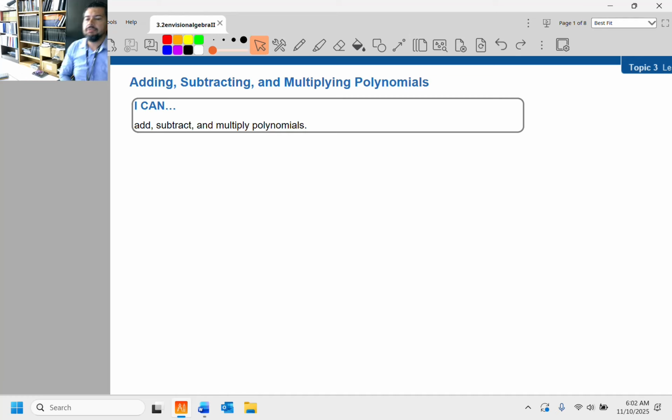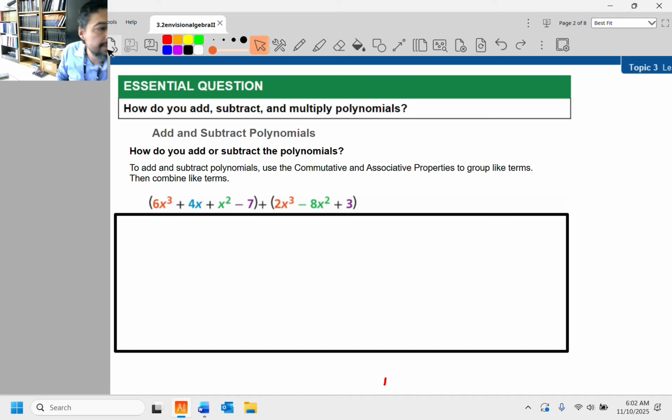All right, so here we have 3.2, adding and subtracting and multiplying polynomials. And the I can statement is add, subtract, and multiply polynomials. It's not a hard section. Of all the sections in Unit 3, this is probably the easiest, but will everybody be able to do it? I don't know. So our first example is simply adding and subtracting like terms, and that's all this is.